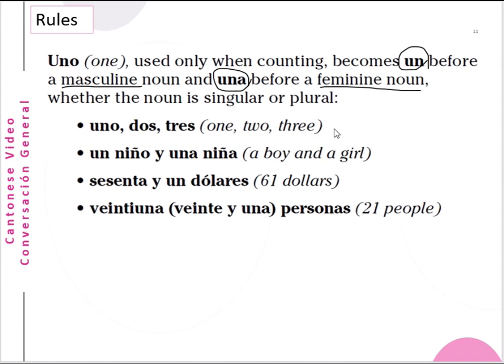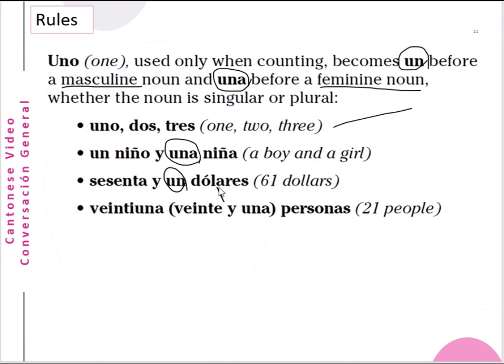For example, when you are counting numbers, you say uno, dos, tres, 1, 2, and 3. Un niño y una niña. Niño is a boy, so you change the uno into un, and niña is a girl, so you change the uno into una. Sesenta y un dólares, 61 dollars.